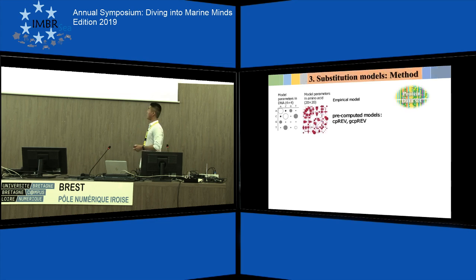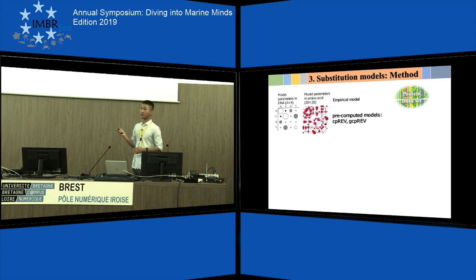So after the nucleotide analysis, we start with our protein dataset. But protein analysis is much more complex than DNA because it has many more parameters in its substitution model. You can see the numbers here. So the typical method for scientists is to use an empirical model, a fixed matrix. We have a bunch of pre-computed models.